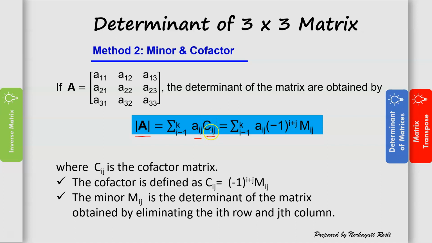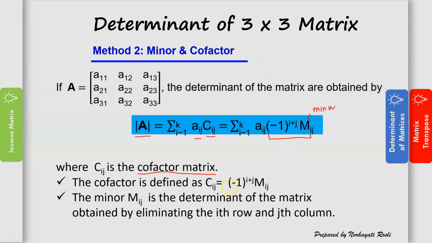That is, the determinant of matrix A can be computed as the sum of Aij times Cij. What does Cij mean here? It is the cofactor. And this Cij can be obtained by using this formula: (-1) to the power i plus j times Mij. What does this M mean? This M is the minor. That's why we call this method minor and cofactor.